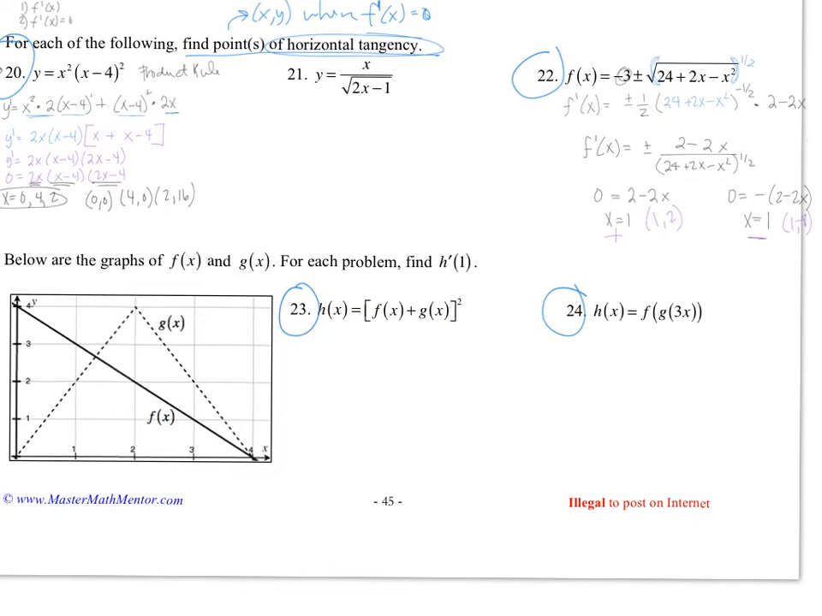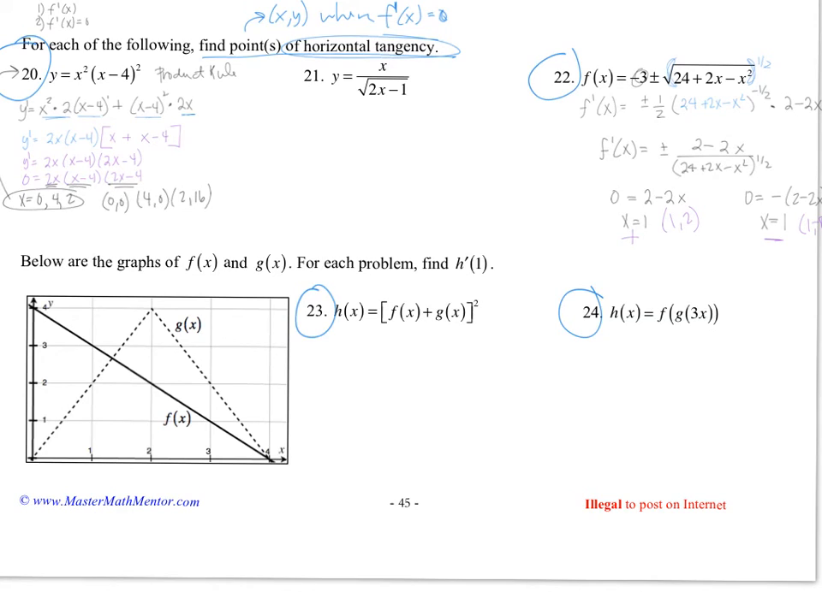Let's take a look at 23 and 24 now. Below are the graphs of f of x and g of x. And for each problem we're finding h prime of 1. All right, so let's find h prime of x. H prime of x is equal to 2.